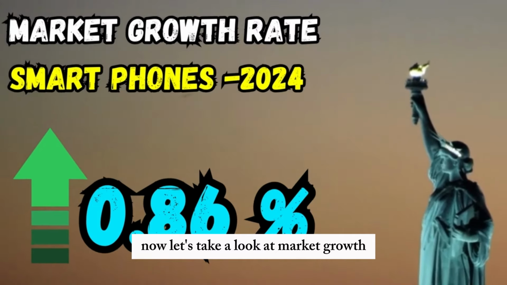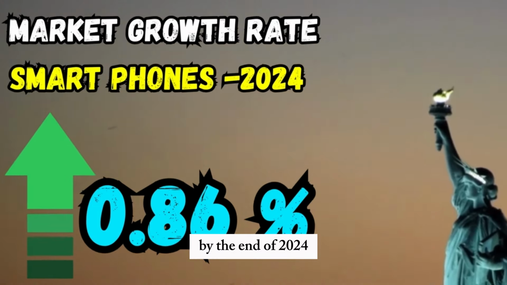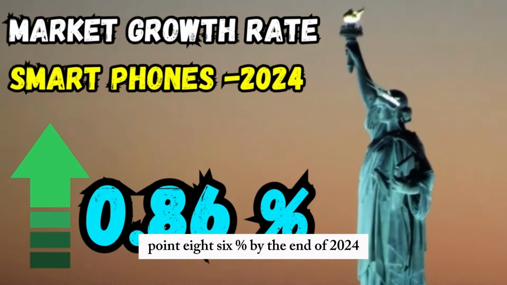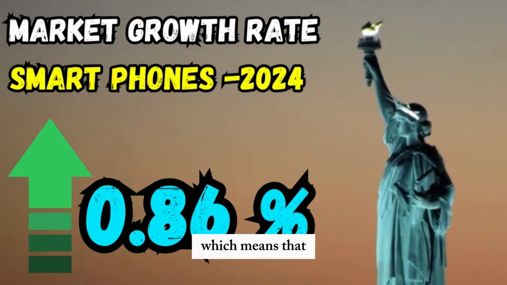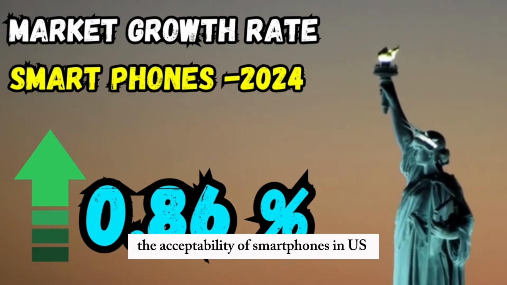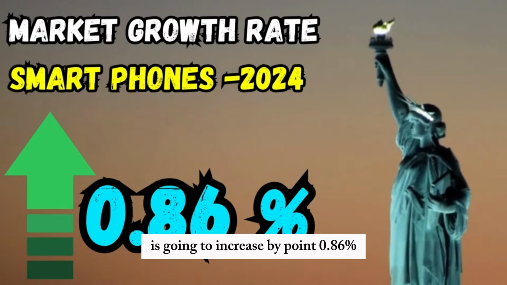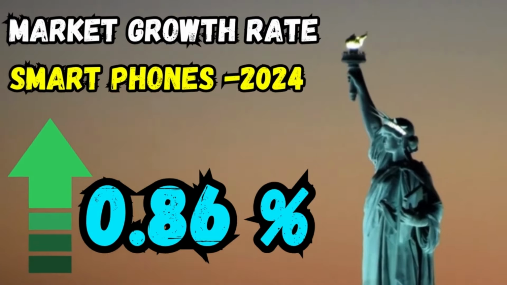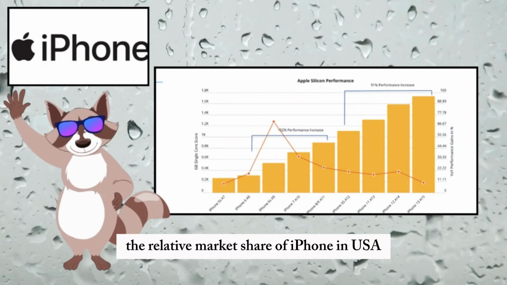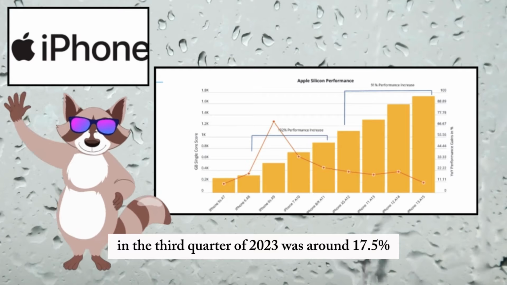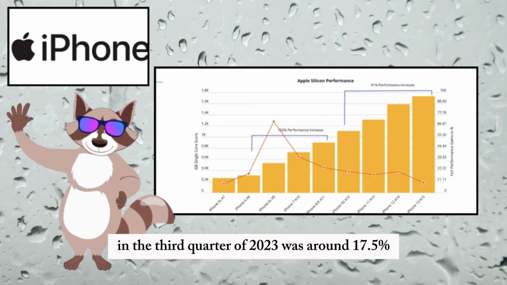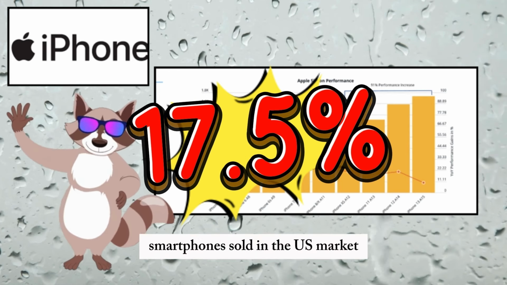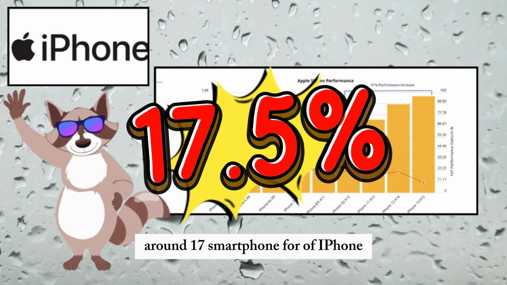Now let's take a look at market growth rate of smartphones in USA by the end of 2024. It's going to experience an increase of 0.86% by the end of 2024, which means that the acceptability of smartphones in US is going to increase by 0.86%. The relative market share of iPhone in USA in the third quarter of 2023 was around 17.5%, which means out of each 100 smartphones sold in the US market, around 17 smartphones were of iPhone.